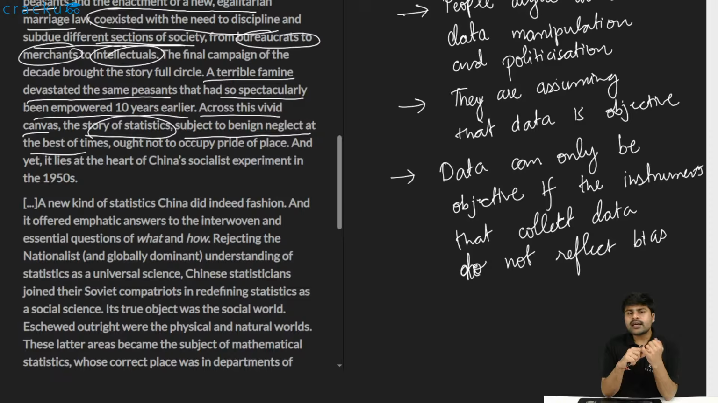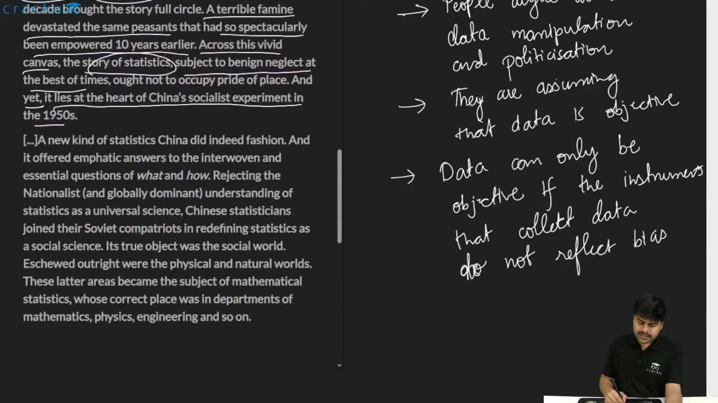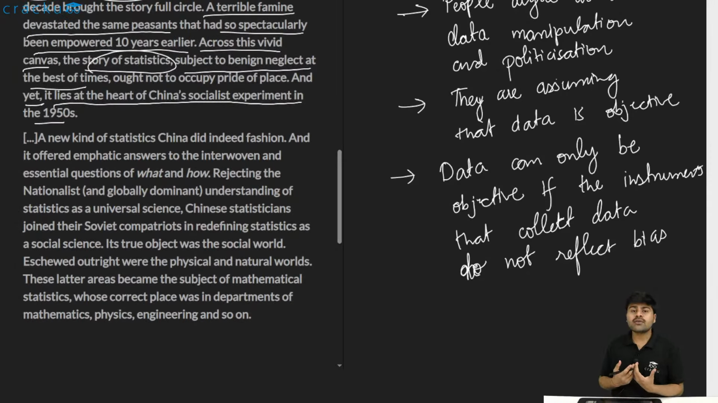So after all of this, you will realize that statistics is not so benign, because it actually forced these communist people to put in violent measures. After all this, you would think that statistics is not that good, but still it lies at the heart of China's socialist experiment in the 1950s. All of these reforms, we are calling it a socialist experiment, and statistics essentially lies at the core of it.